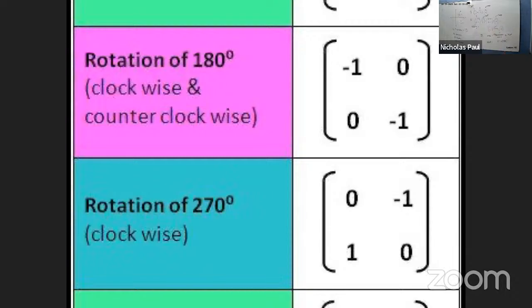Oh, sorry. Yeah, that's it. 180, 180. So yeah, sorry, I forgot. I went in the wrong direction. 180 will be on the opposite.